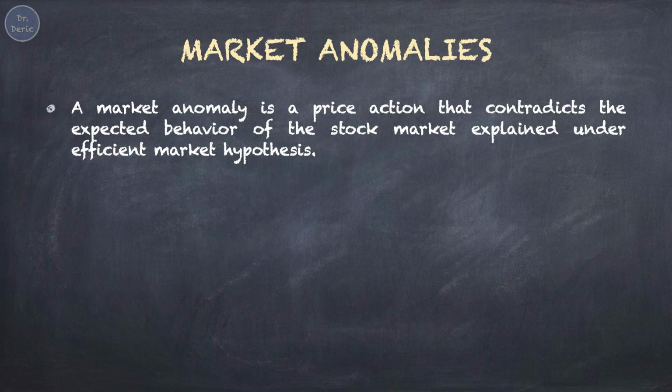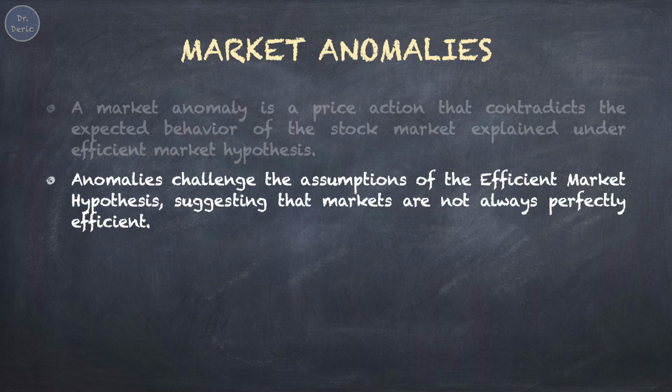In this video, I'm going to talk about market anomalies. A market anomaly is a price action that contradicts the expected behavior of the stock market explained under efficient market hypothesis. In other words, anomalies challenge the assumptions of the efficient market hypothesis, suggesting that markets are not always perfectly efficient. They imply that there are opportunities for investors to identify and exploit mispricings or inefficiencies in the market.